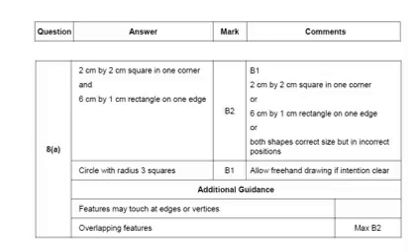Okay, and here's the answers. It says 2 centimetres squared by 2 centimetres in one corner. I've done that. A rectangle 1 centimetre by 6 centimetres by 1. That's okay. Circle radius 3 squares. It says allow freehand drawing if intention is clear, so that's okay. And it says features may touch, so that looks okay. It doesn't say you have to label it. That's quite interesting, because last year you lost a mark if you didn't label everything.